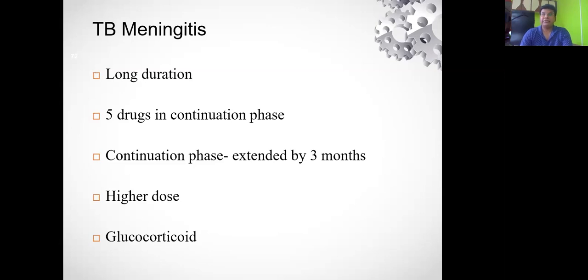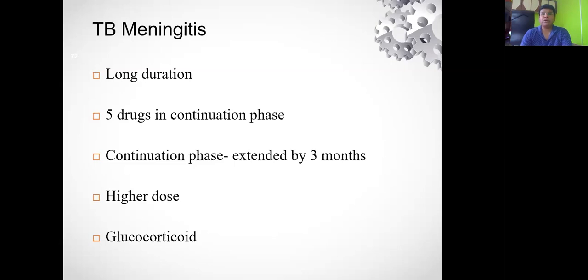Then the glucocorticoids also try to prevent bronchial stenosis, especially in endobronchial tuberculosis. In endobronchial tuberculosis, what happens is there might be associated complications like bronchial stenosis. So glucocorticoids can be given to prevent bronchial stenosis, especially in endobronchial tuberculosis.